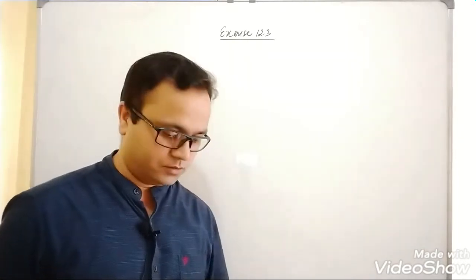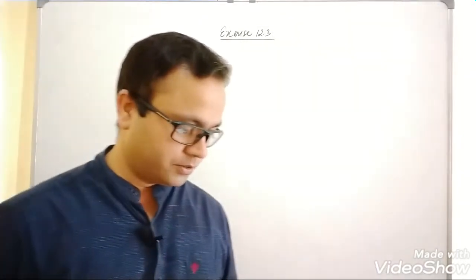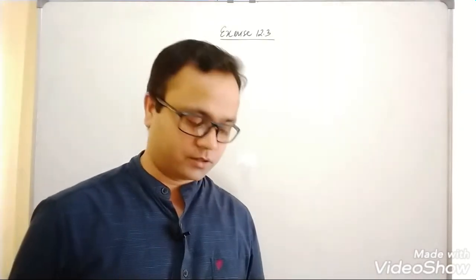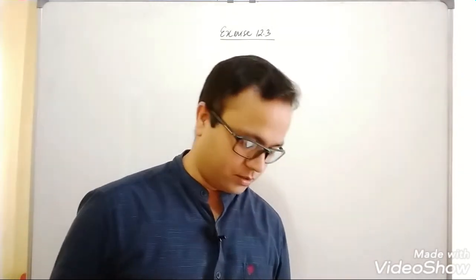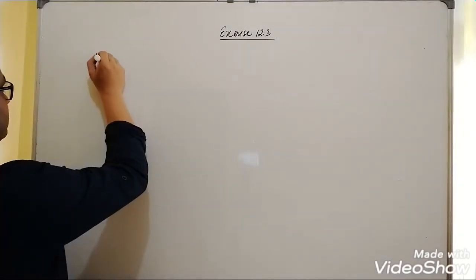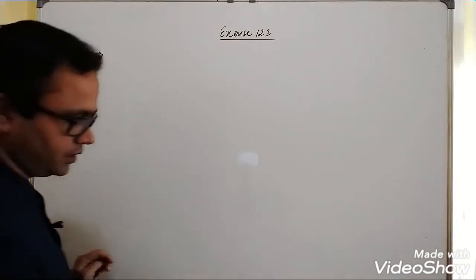Today we will start exercise 12.3, areas related to circle, chapter number 12. So in exercise 12.3, question number 1 is: find the area of the shaded region.